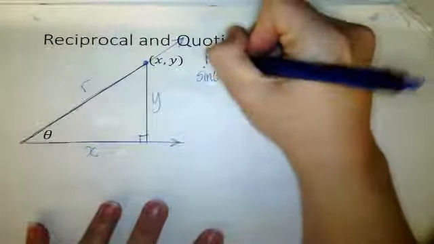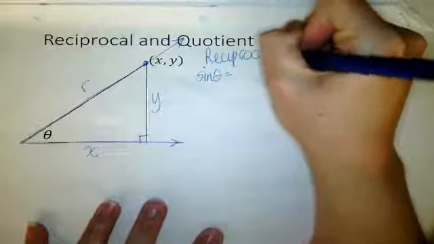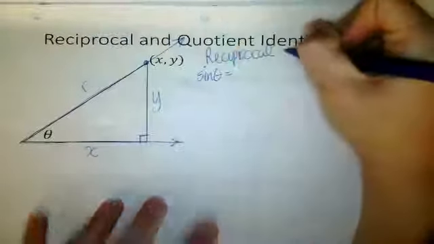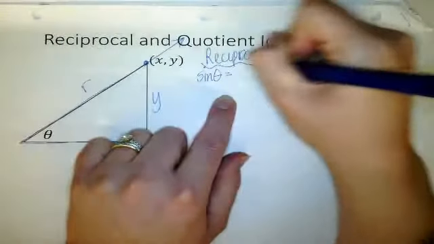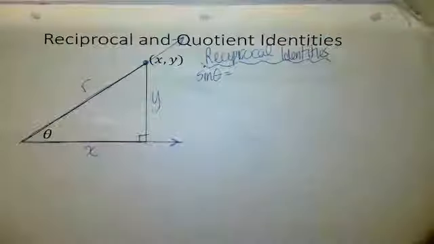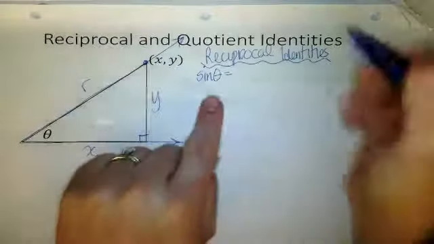So we are talking about the reciprocal identities. After we do a bunch of graphing work, we'll go into identities, and identities are very interesting. You have to know these identities, so I'm just going to give them to you right now.